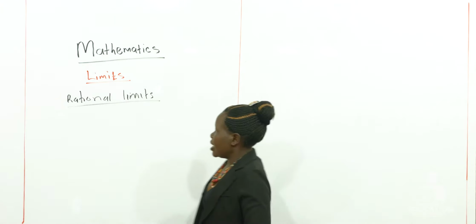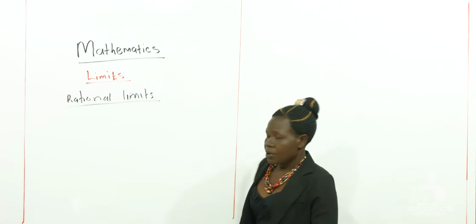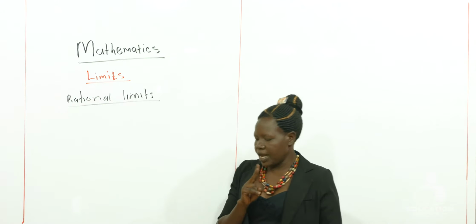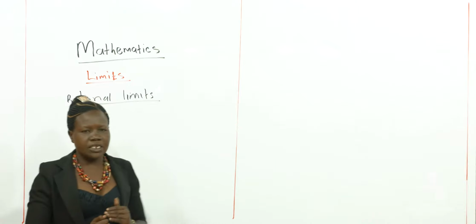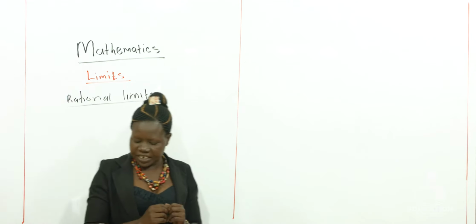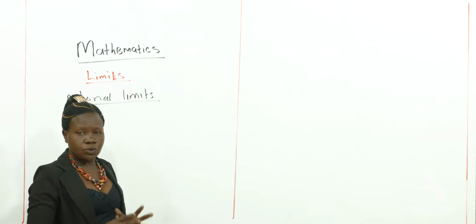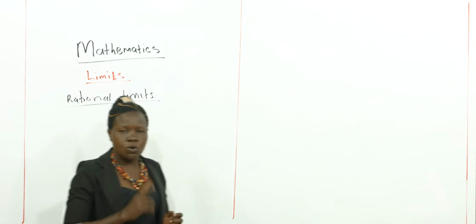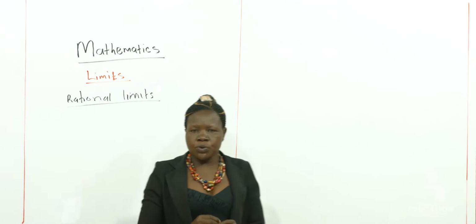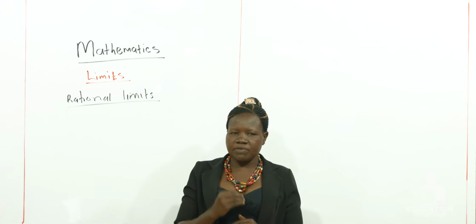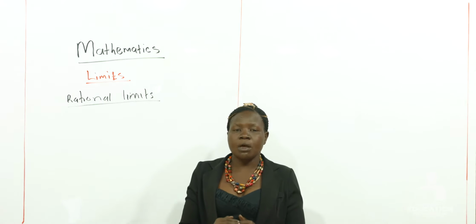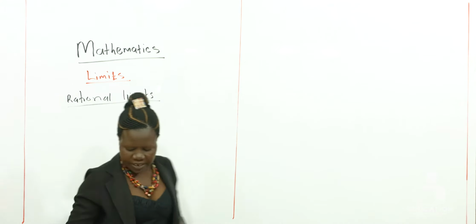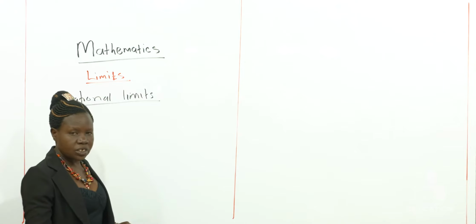I want to remind you that when we are looking at rational limits, there are two things that happen. You find that x will approach infinity, or x will approach 0. In that situation where x is approaching 0 or infinity, what are you supposed to do? You are to divide all the given terms of your function by the highest power. Then after division, you can substitute the value of x, which is infinity.